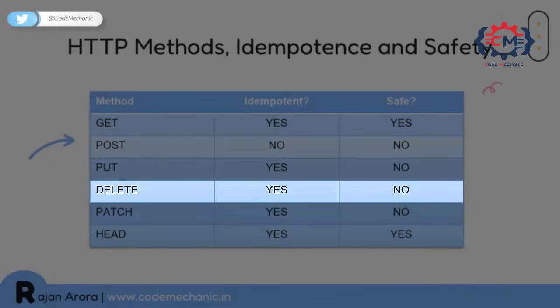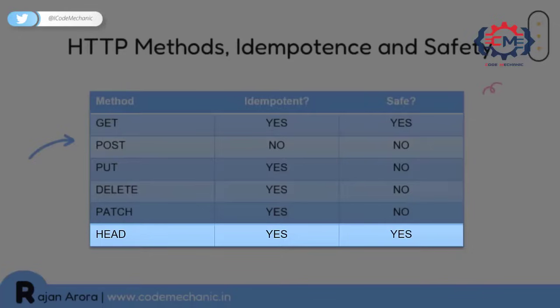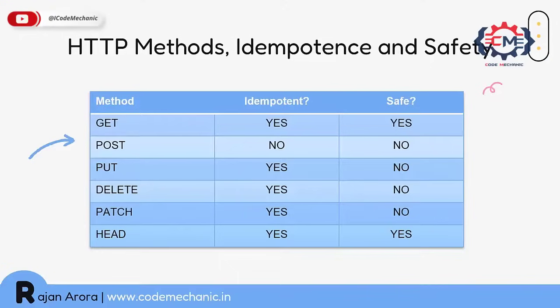Delete, like put, should yield the same system state whether the request is made one or more times. It changes state, so it is not safe. Patch is just a more limited version of put and as such has the same characteristics. And head is another read-only operation like get, which should be both idempotent and safe. Review this table and be sure you know it.